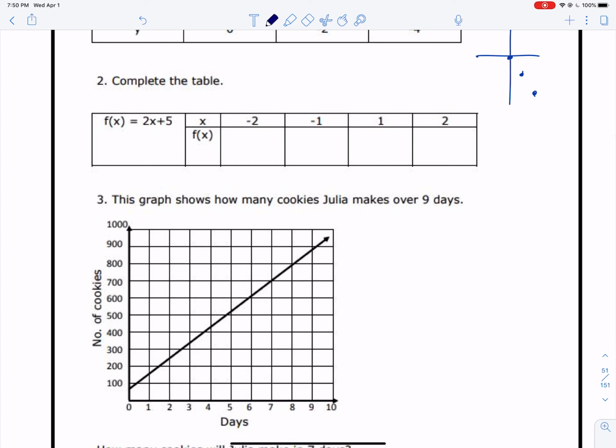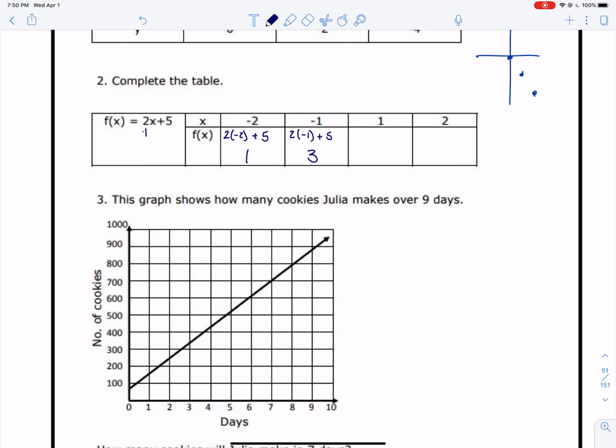So 2, and then we substitute the x in, so that's negative 2 plus 5. So this is just like our function tables that we've done. So 2 times negative 2 is negative 4 plus 5 is positive 1. Okay, same thing here, except I put a negative 1 instead of x. 2 times negative 1 is negative 2 plus 5 is 3.